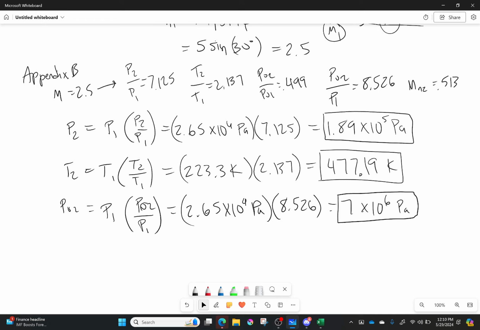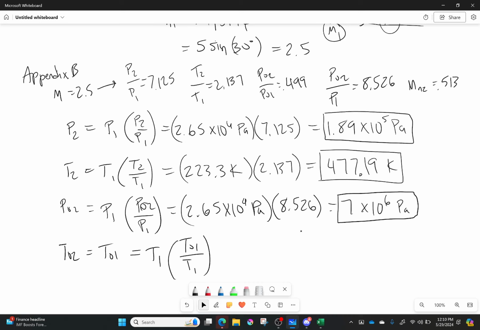However, if we want to finish this problem off, we still have a few things we want to get. And for T02, we don't have enough. We don't have any information on T02. Well, we know that it's equal to T01. We know that part because across the shock wave, your total temperature does not change because your total enthalpy is constant. But we still don't have a relationship here. However, using similar ideas to what we've seen in the past, I could probably say that's going to be equal to T1 times T01 over T1.